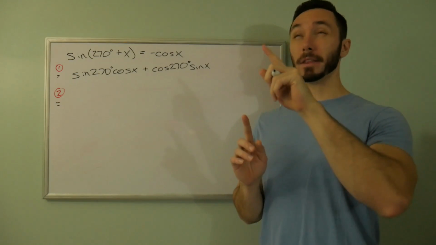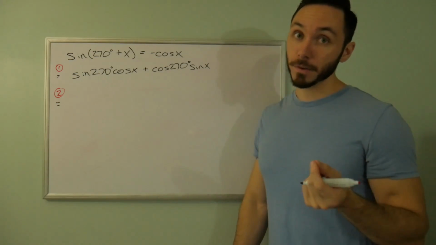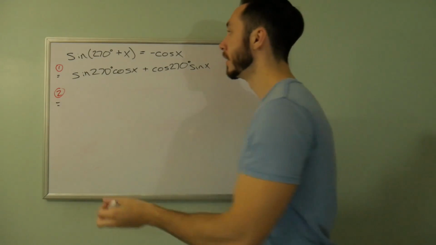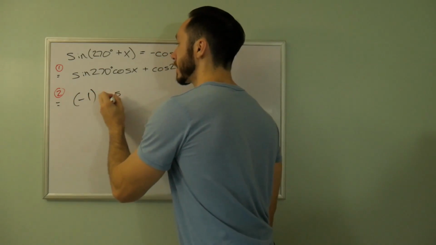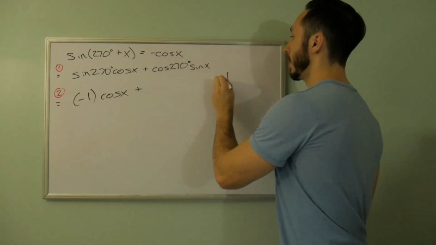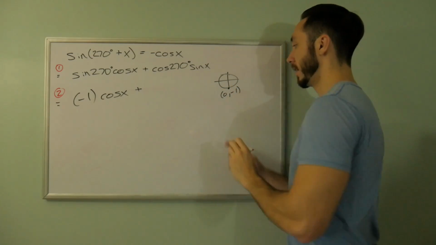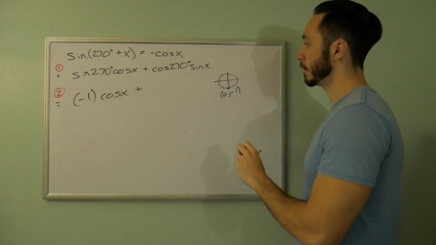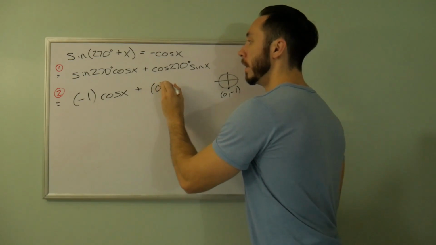So sine of 270, think about your unit circle, you're all the way at that lowest value. Sine is the y component, so that's a -1. I can just plug that right on in. So that's -1 times cosine x, and this is going to be plus. Well, at that point, all the way down here, this is (0, -1). The -1 is the y value, the 0 is the x, so this is actually just good old 0.